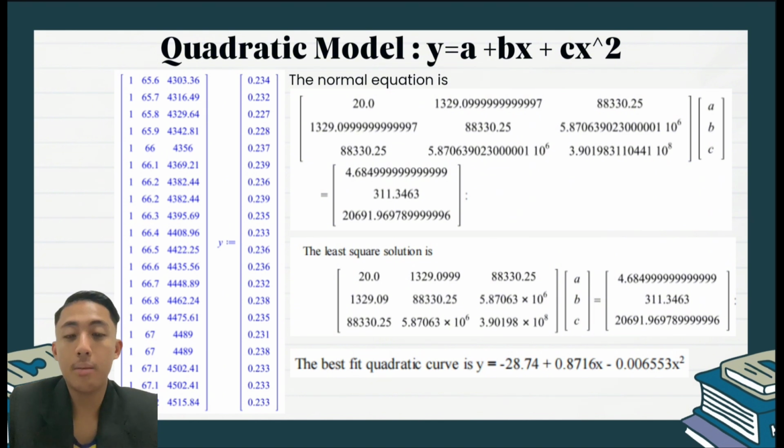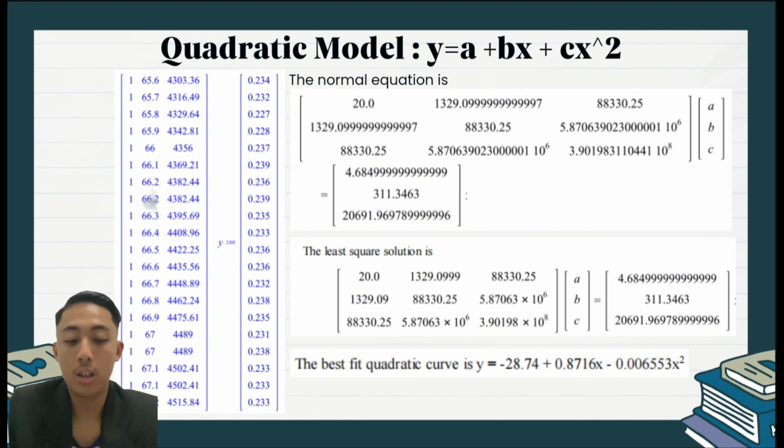Hi, my name is Muhammad Ahmad Ifan bin Azhar, and I'm here today to represent the quadratic model. The next model is the quadratic model, represented as y equals a plus bx plus cx squared. The blue numbers on the right, as you can see, are the data for the quadratic model for x and y. From the data, we can get the normal equation using the formula.